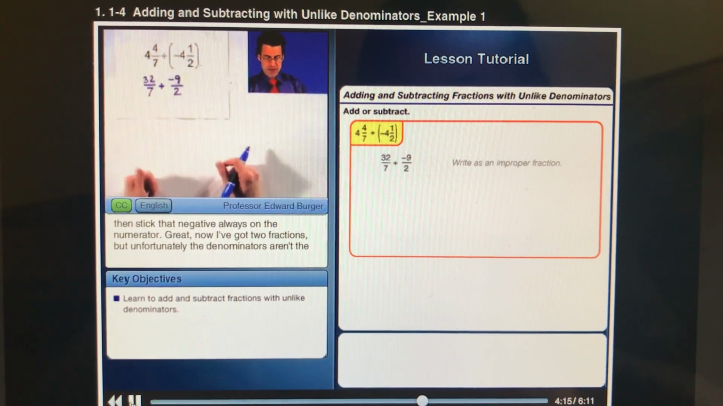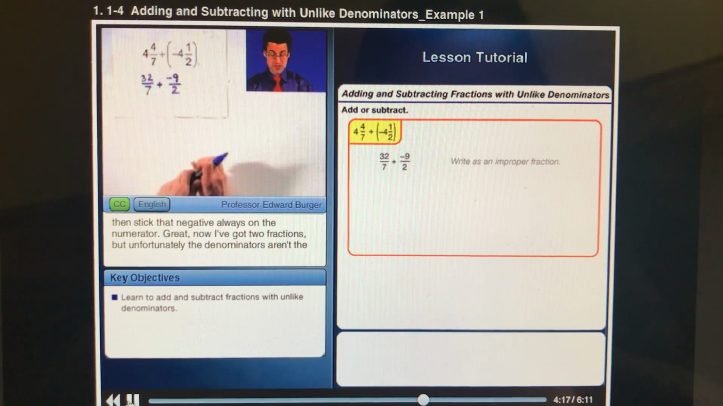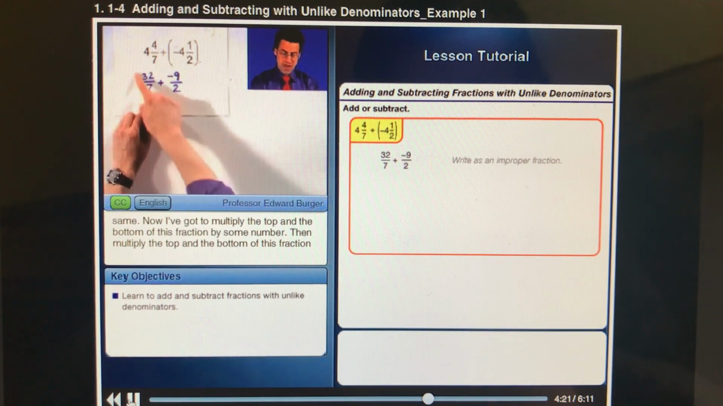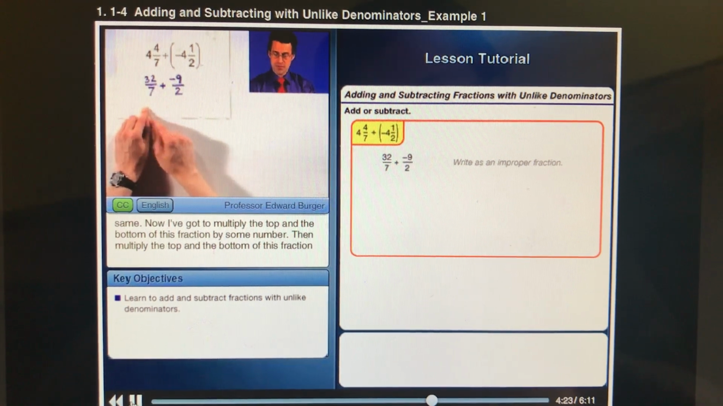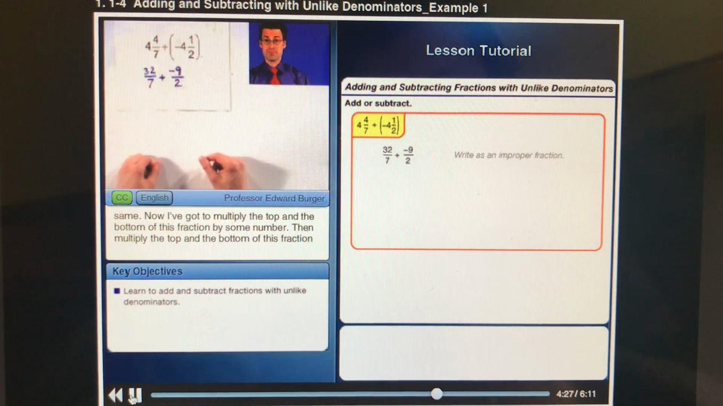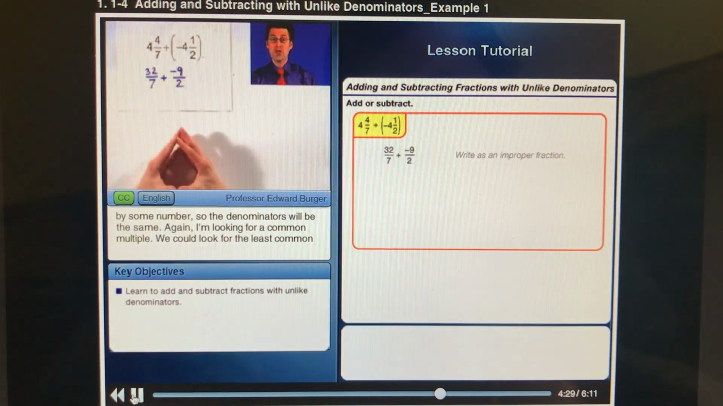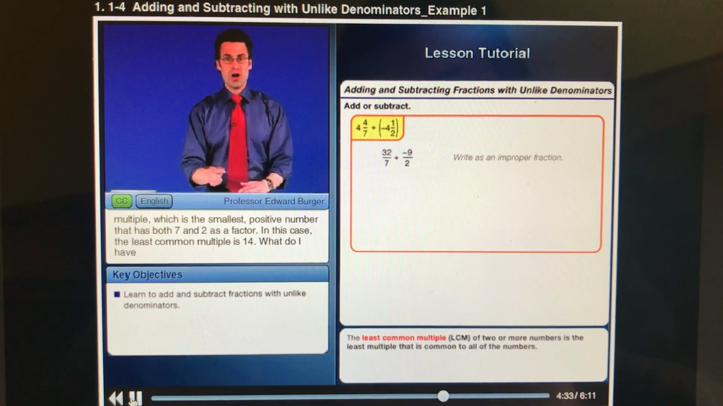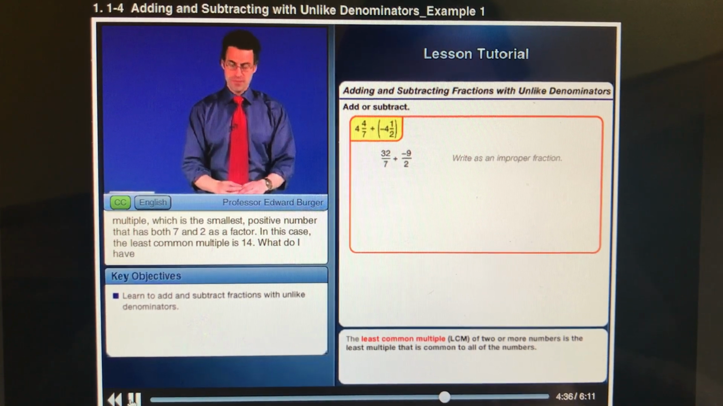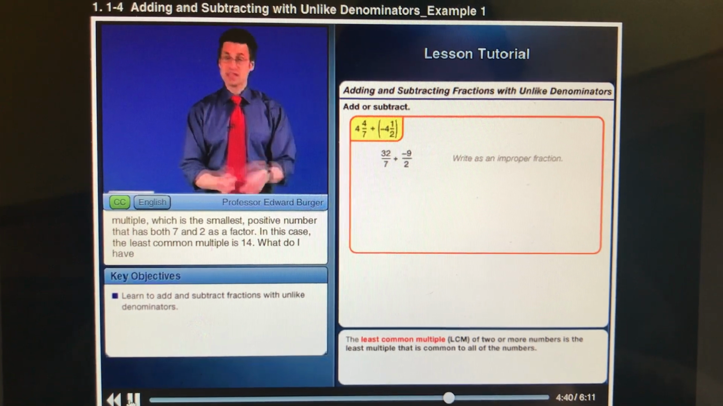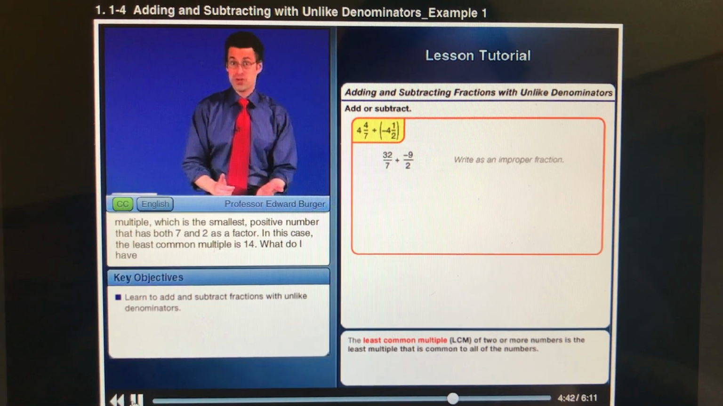Great! Well, now I've got two fractions, but unfortunately the denominators aren't quite the same, so I need to multiply the top and the bottom of this fraction by some number, and the top and the bottom of this fraction by some number, so the denominators will be the same. Again, I'm looking for a common multiple. We could look for, in fact, the least common multiple, which is the smallest positive number that has both 7 and 2 as a factor. And in this case, that least common multiple is 14.